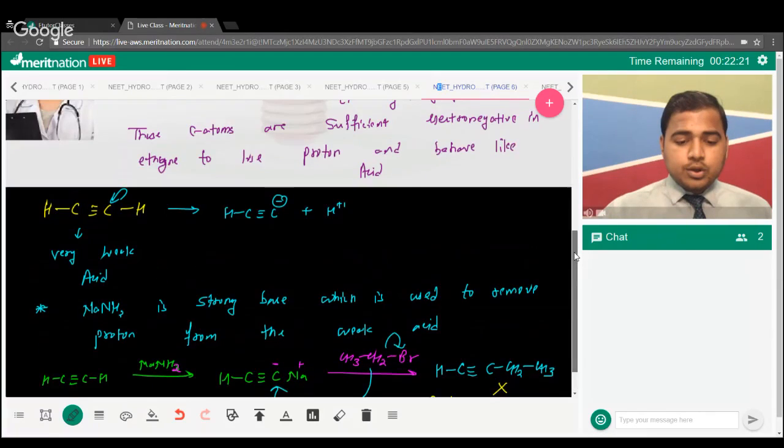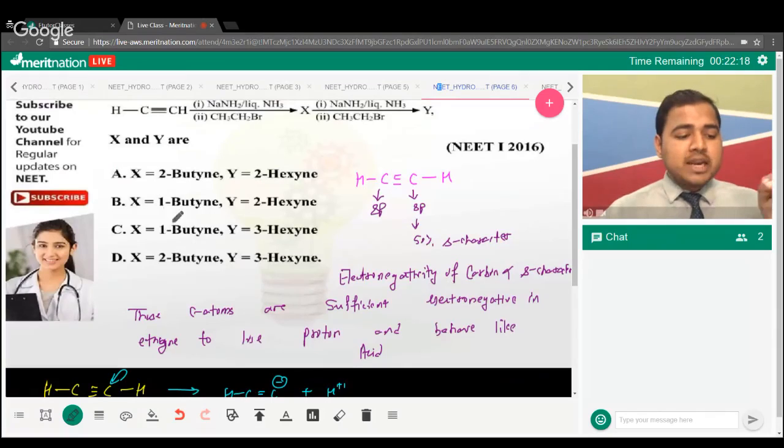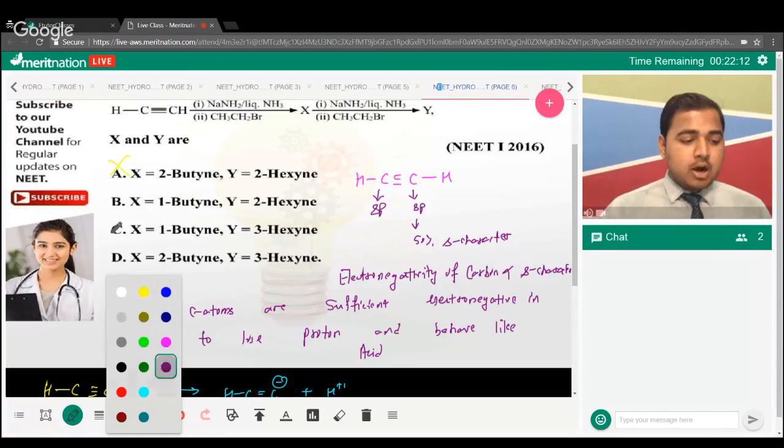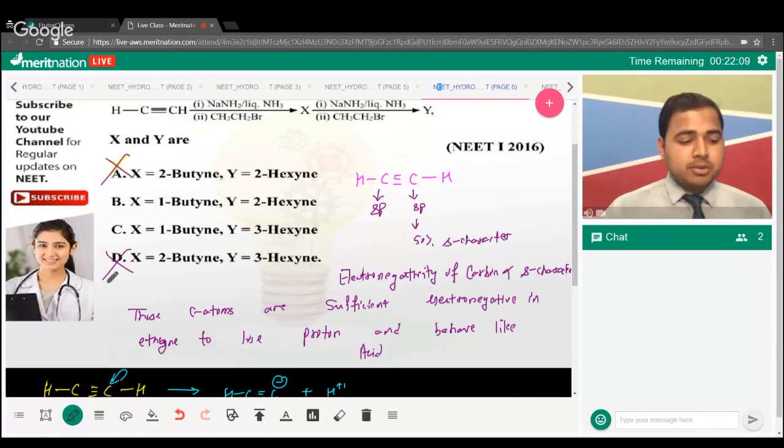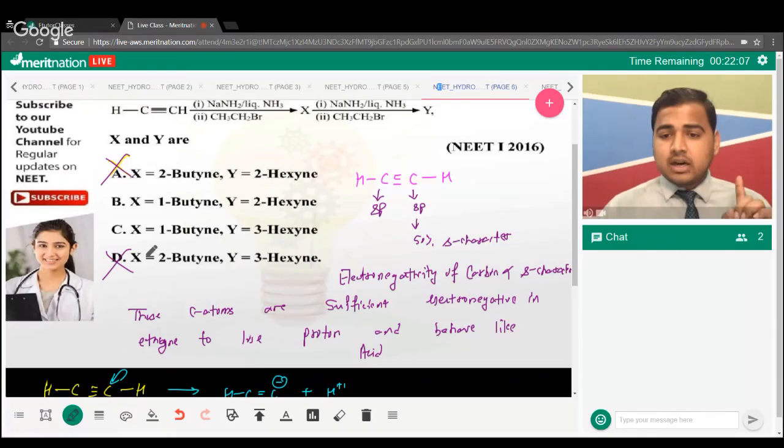So you can find out which option. Option B and option C can be the answer. Right now option A will not be the correct answer. We confirmed that option A cannot be the answer. Option D cannot be the answer, because X is confirmed, that is 1-butyne. Let's talk about the Y.